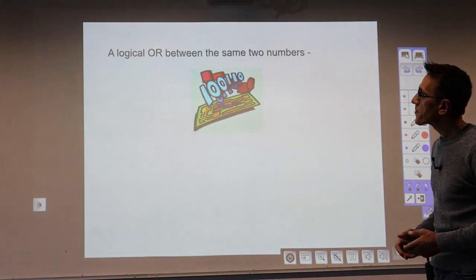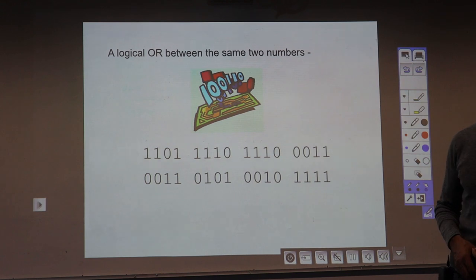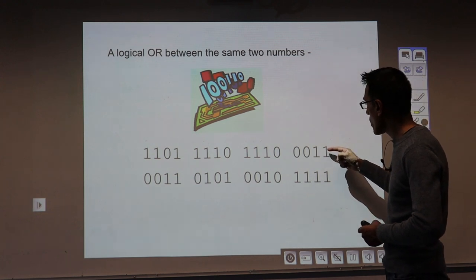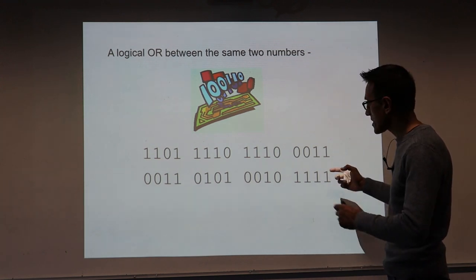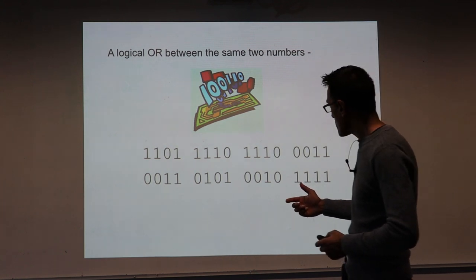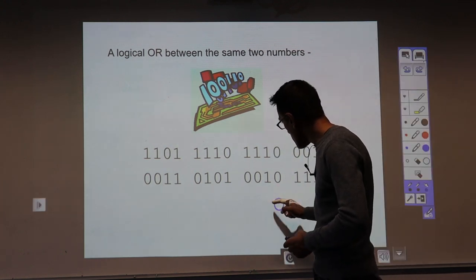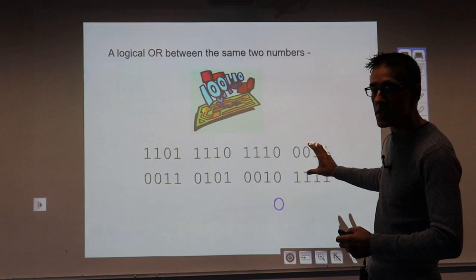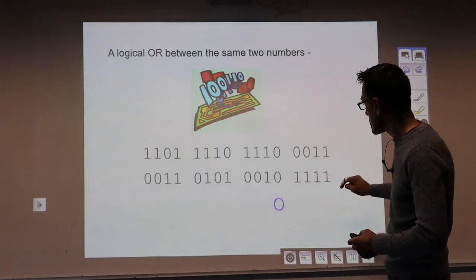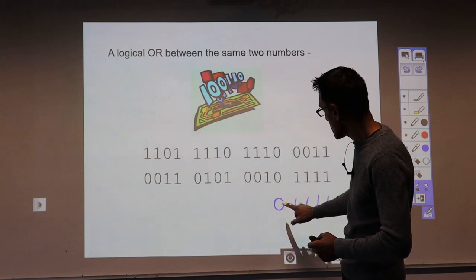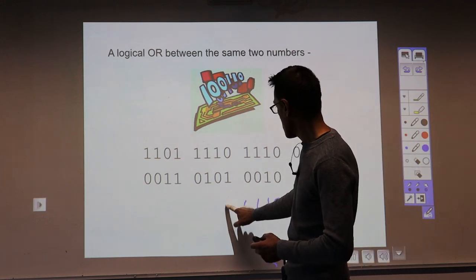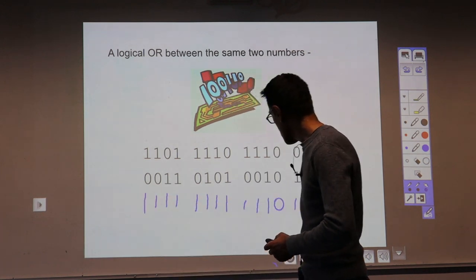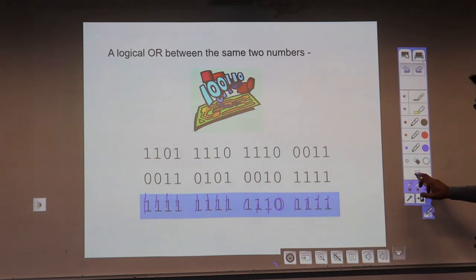Okay, a logical OR between the same two numbers, this time OR. So OR states that at least one of the bits has to be true. So in this case, we've got 1 OR 1. Yes, at least one of them is true. In other words, only when we have a 0 and a 0 does the output become false. As long as there is a 1 in any of the two bits, then the output becomes true. So 1, 1, 1, 1, 1, 1, 1. And you can keep going on. That's the only one which is a 0.